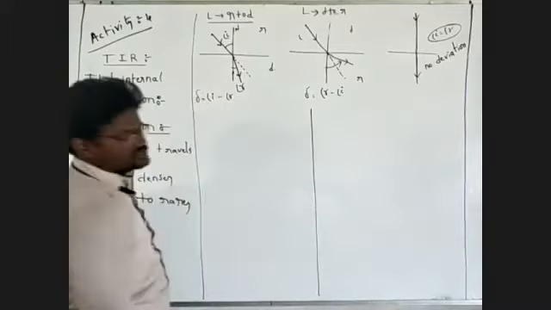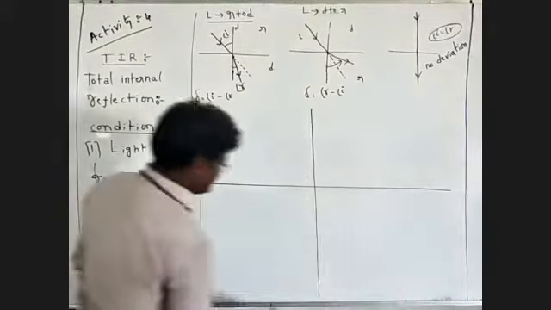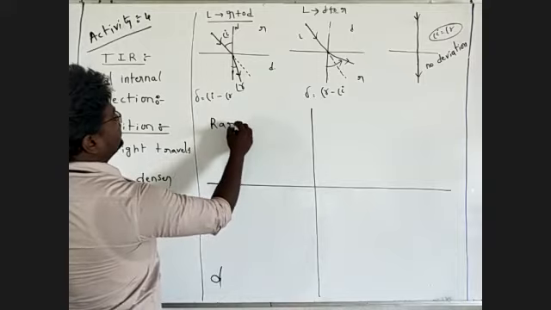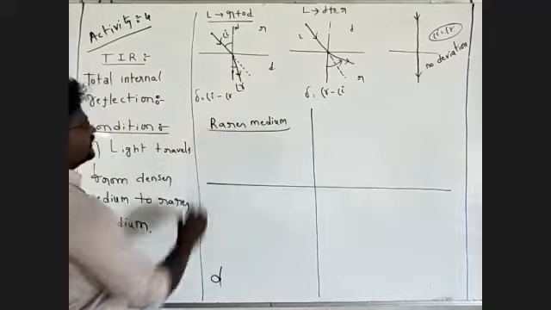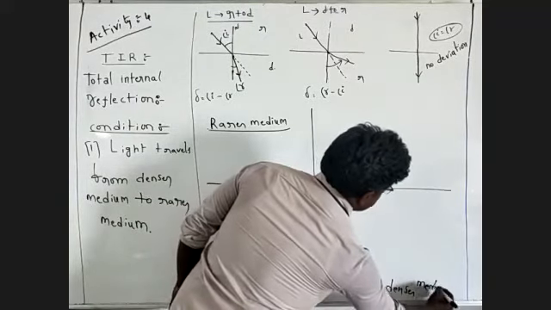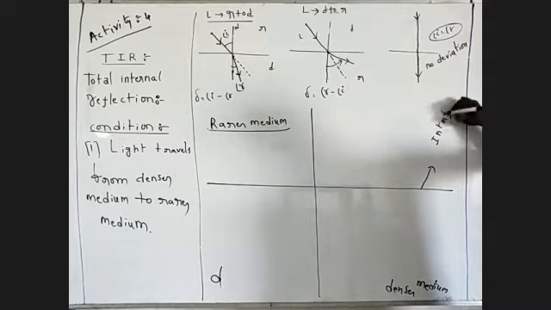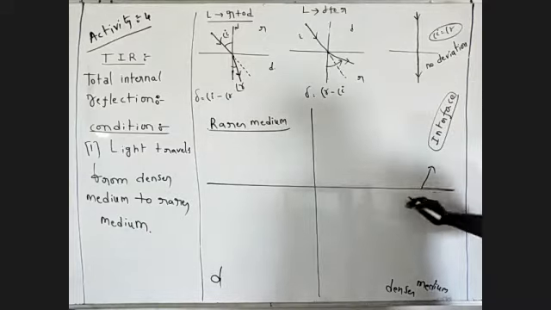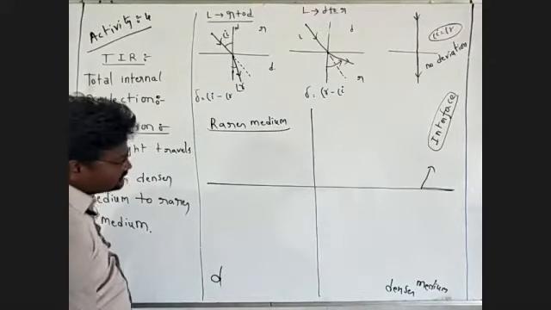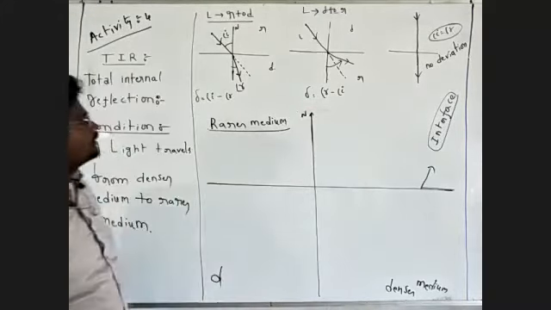Now, this medium is the denser medium, and this is the rarer medium. This line we call the interface. The interface divides the two media: this is the rarer medium and this is the denser medium. This is what we call the normal line.